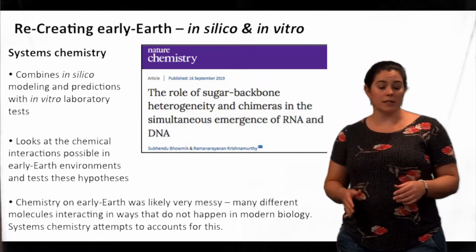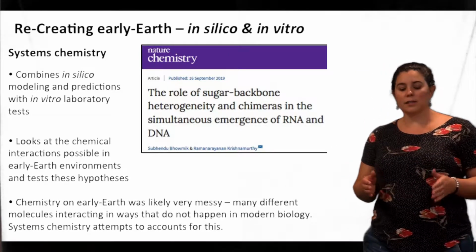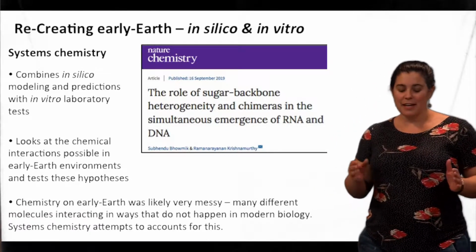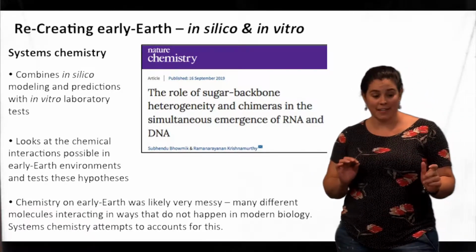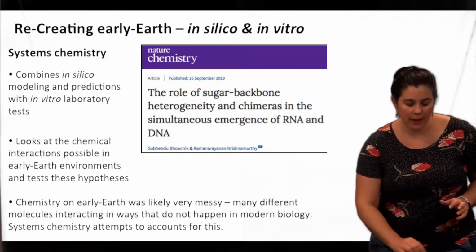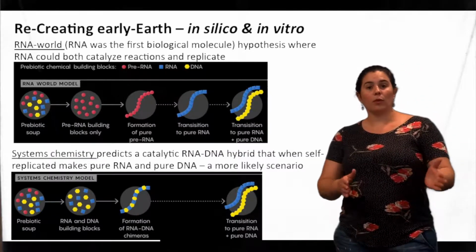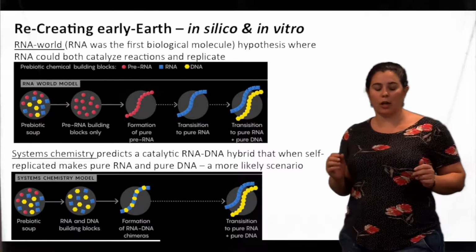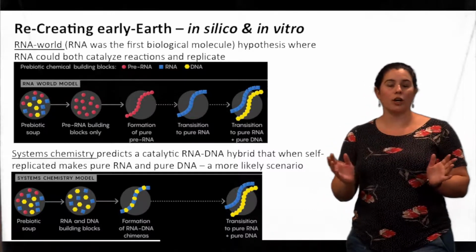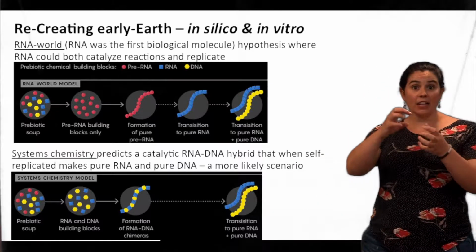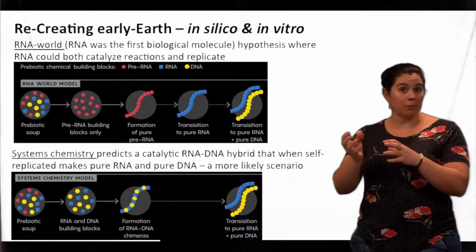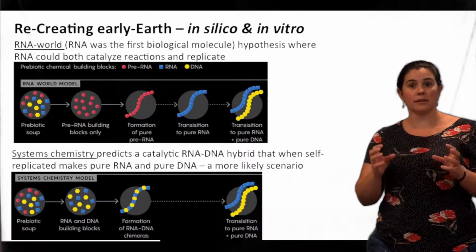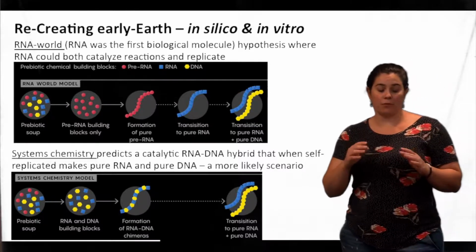So one of the very recent studies that looks at this is the role of sugar backbone heterogeneity and chimeras in the simultaneous emergence of RNA and DNA. So we're going to look at this. And this is actually built on a previous hypothesis called the RNA world, that RNA was the first biological molecule because it could form secondary structures and catalyze chemical reactions, much like proteins. But it was also self-replicating.